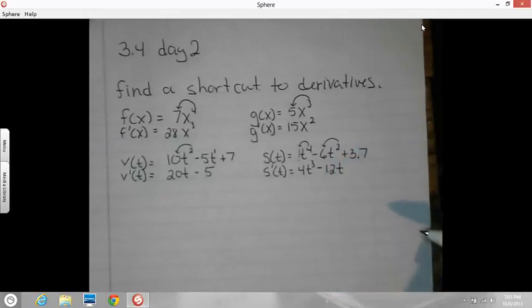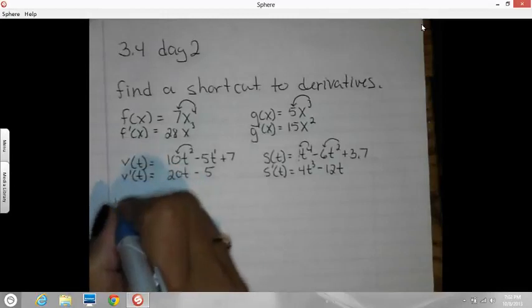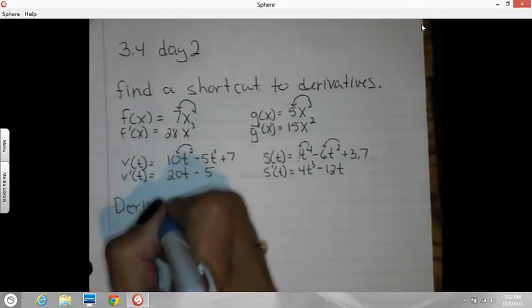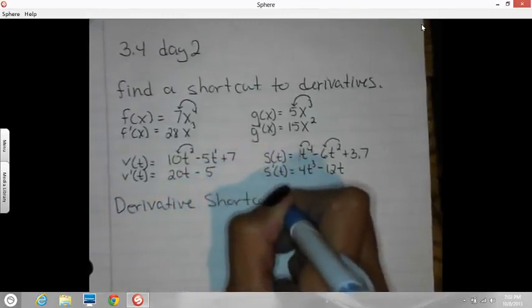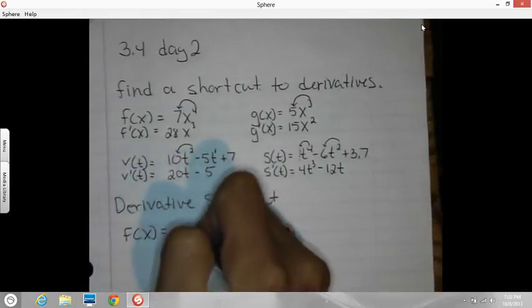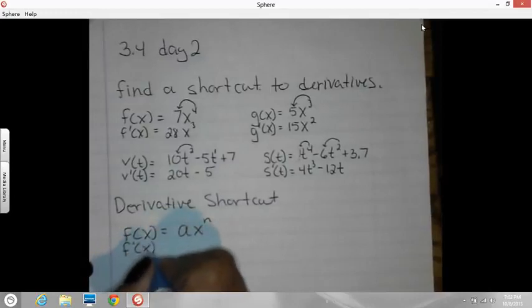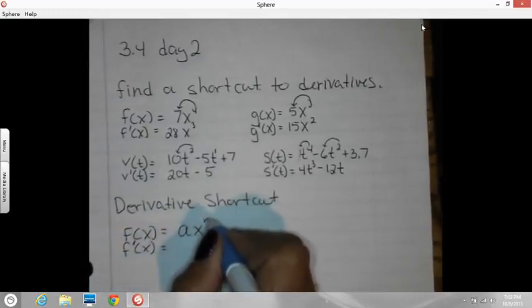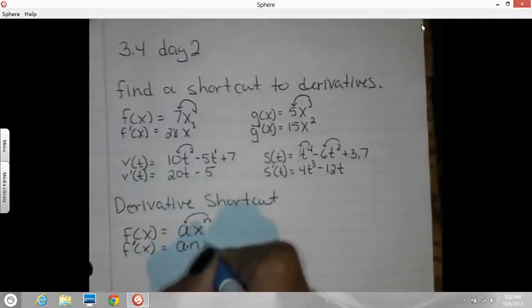Okay, so your shortcut. Now you can write the derivative shortcut is: if f of x equals ax to the nth, a is your coefficient, n's the power, then the derivative, f prime of x, the n comes down as a multiplier, gets multiplied by the a, so a times n times x, and you decrease the exponent by 1. That's as hard as it is.